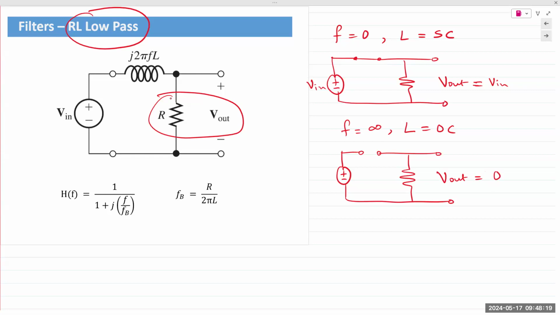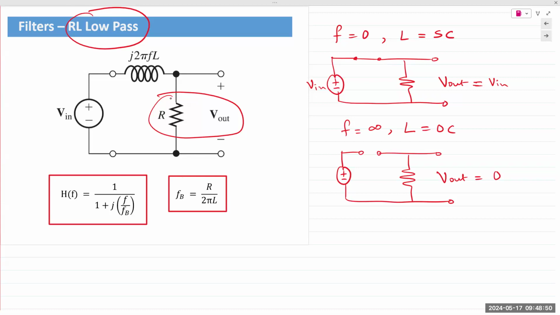The transfer function of this RL filter remains exactly the same as the RC low pass filter. Again, there's a derivation where we find the current, then we apply Ohm's law, and you find the output voltage, and that gives you the exact same transfer function as the RC low pass filter. However, the break frequency is now different. Break frequency values depend on the components R and L, becomes R over 2 pi L.